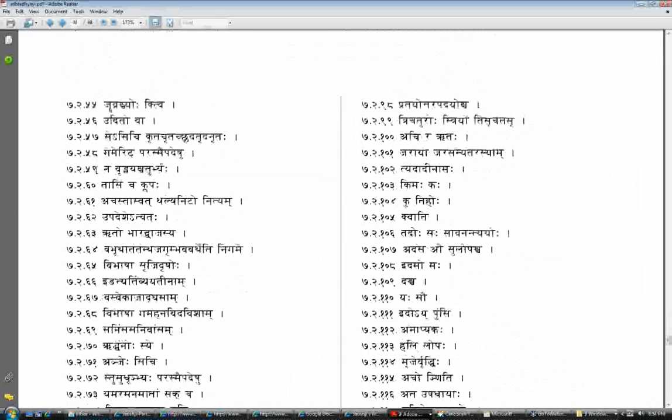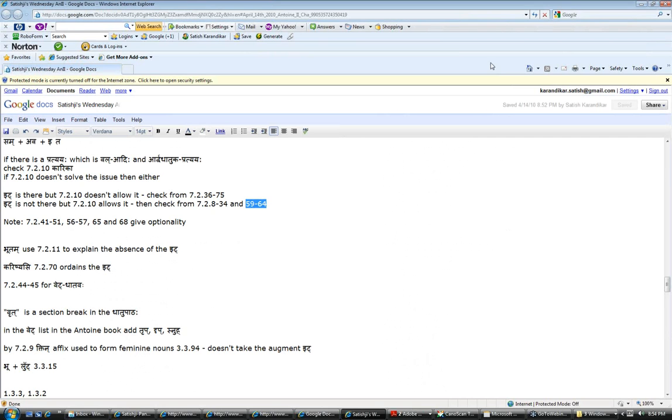Maybe the 7.2.59, anuvritti of this na goes down to 64. So this also is the nisheda coming here, or some specific dhatu, specific sutra is coming down here. And there's also a vibhasha coming in 7.2.65. So I put that in the document just to show that this is also anuvritti of na from 7.2.59 to 64. Okay, and the optionality is given not only here, but also in 7.2.41 to 51.